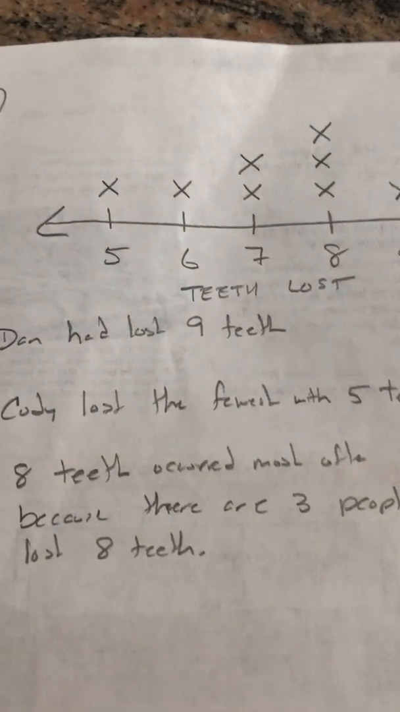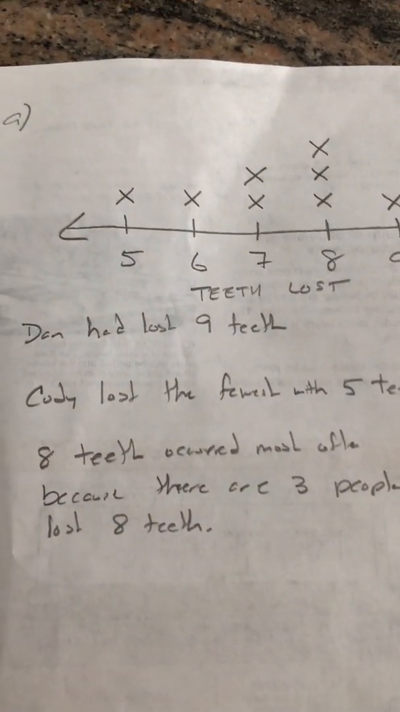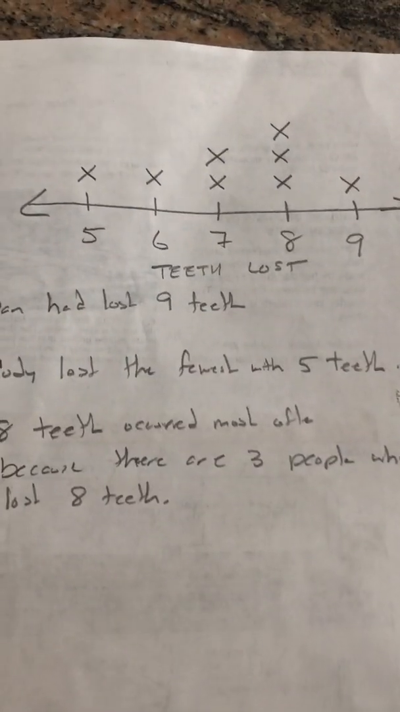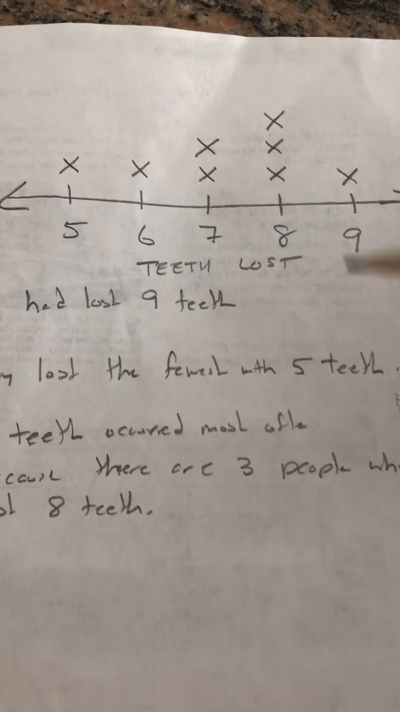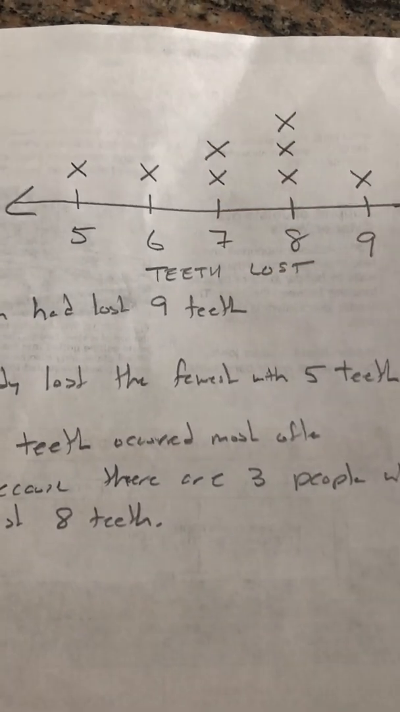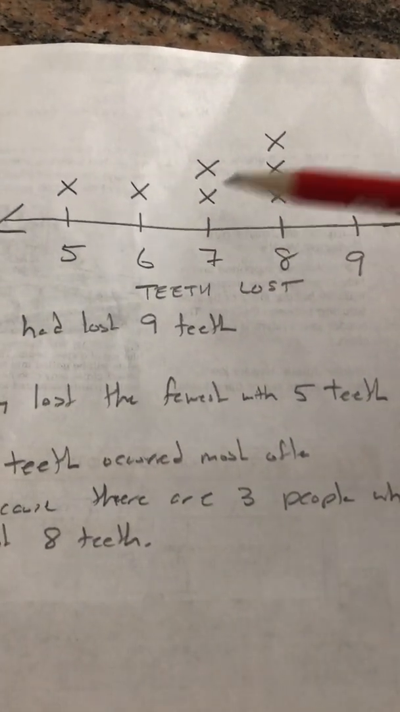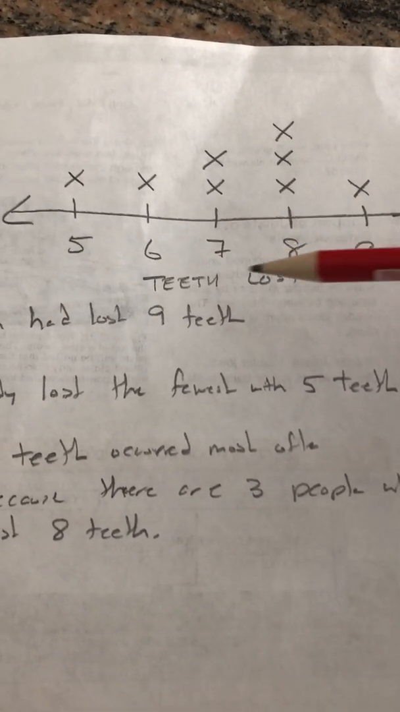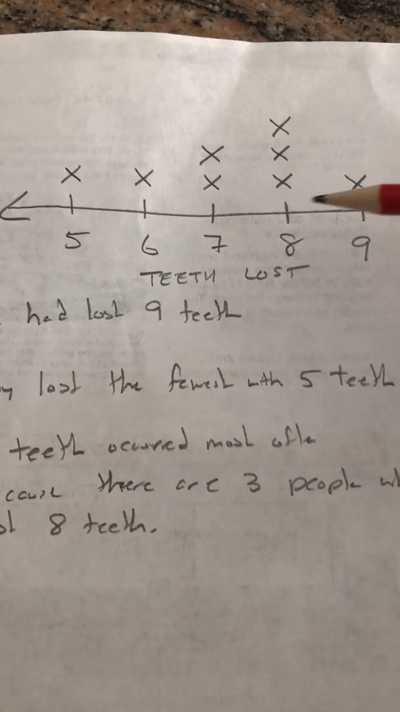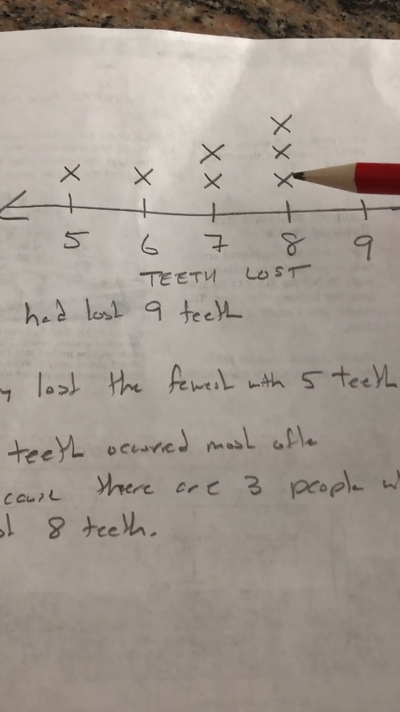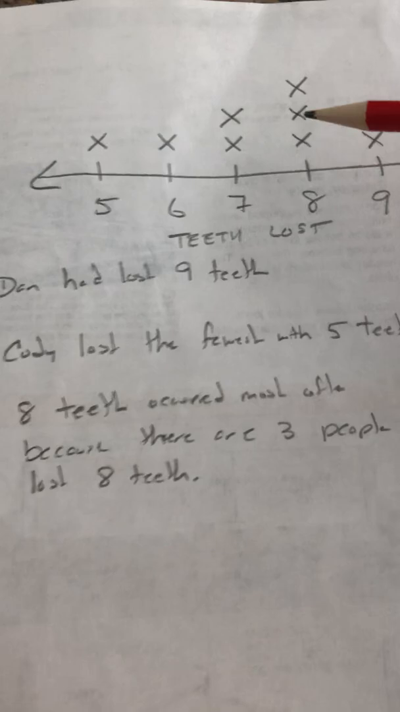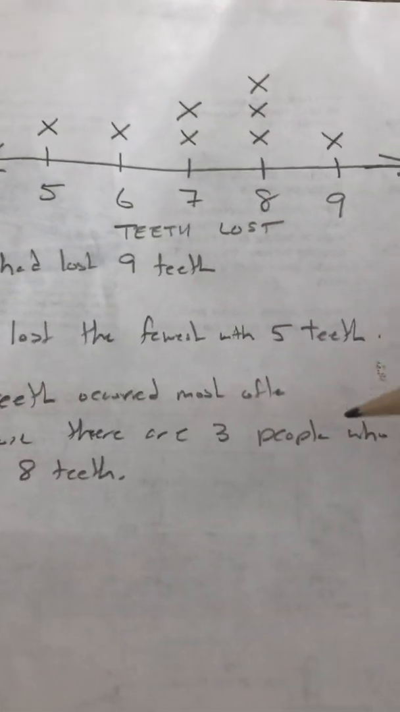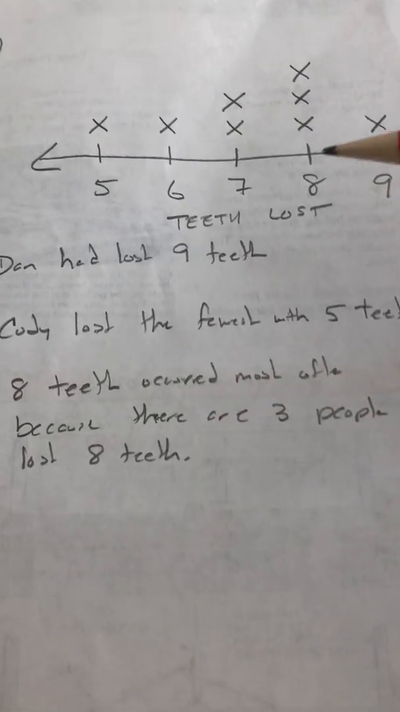Now part D said what amount of teeth lost occurred the most often, or what we call the mode. So mode, again, is the number that occurs the most often on our line plot. So what we're looking for is which number has the most amount of X's. In this case, we can easily see, according to this line plot, that the one that had the most amount of X's was 8. So 8 teeth occurred the most often because there were 3 people who lost 8 teeth.